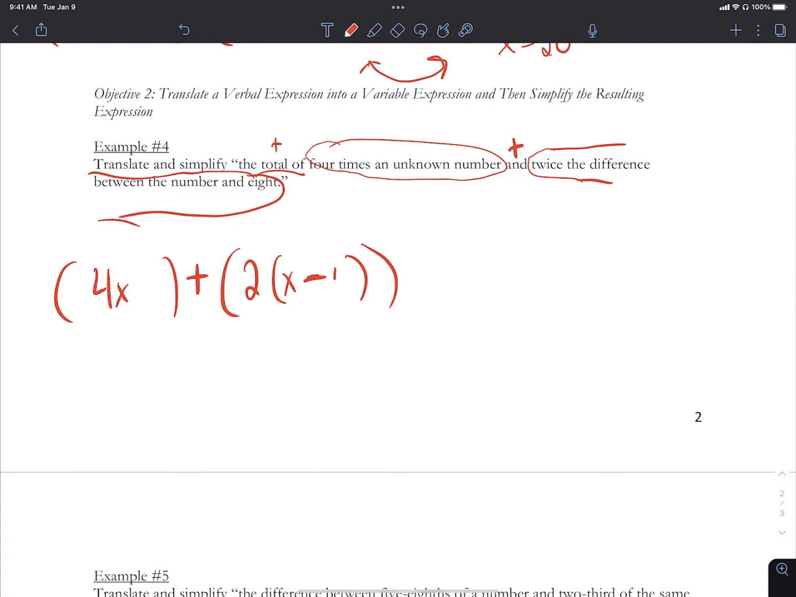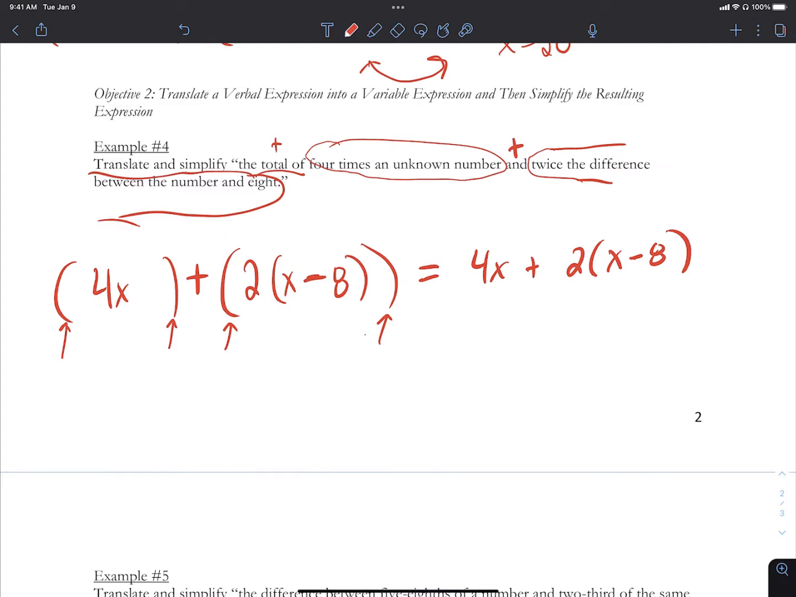So that would be x minus 8 inside of here, right? So this is what we get for translating those words into symbols. And it turns out that I don't actually need these parentheses that I'm putting arrows on. It doesn't change the meaning of the expression if I remove those, so I'll go ahead and do that just to clean this up a little bit, to make it easier to work with.